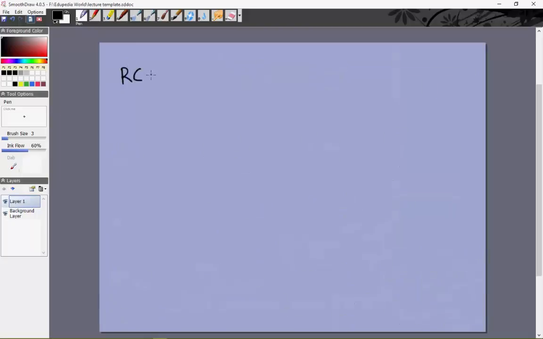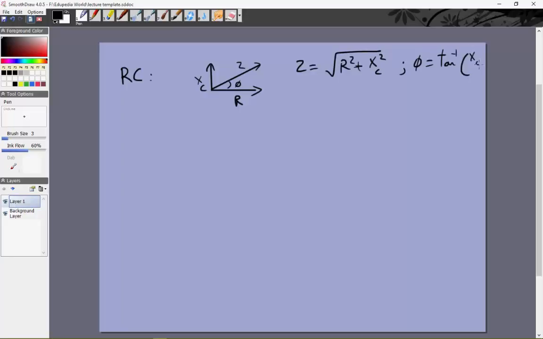So RC circuit, it will be like this. This will be R, this will be XC, this will be the net vector sum Z, angle phi. So Z is equal to root of R squared plus XC squared. Now I'm not going to write the values of XC. Phi will be tan inverse of XC by R. What happens in an LC circuit? Let's do LR first, that's easier. What happens in an LR circuit?